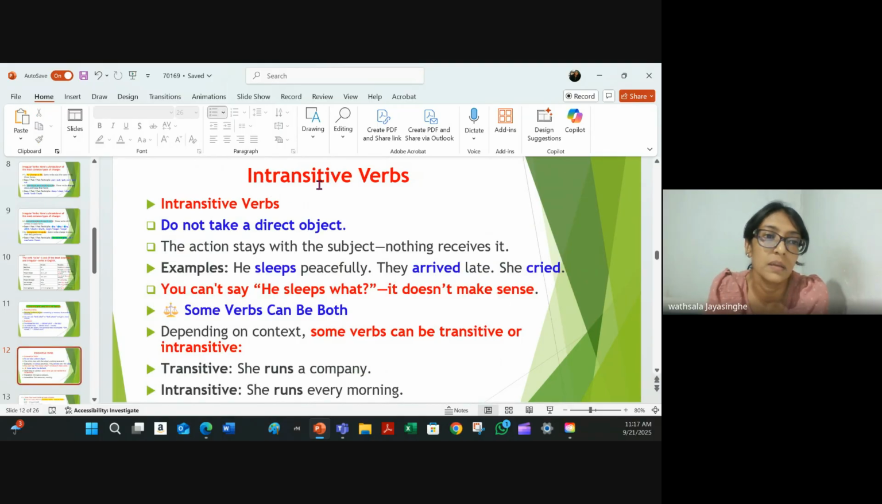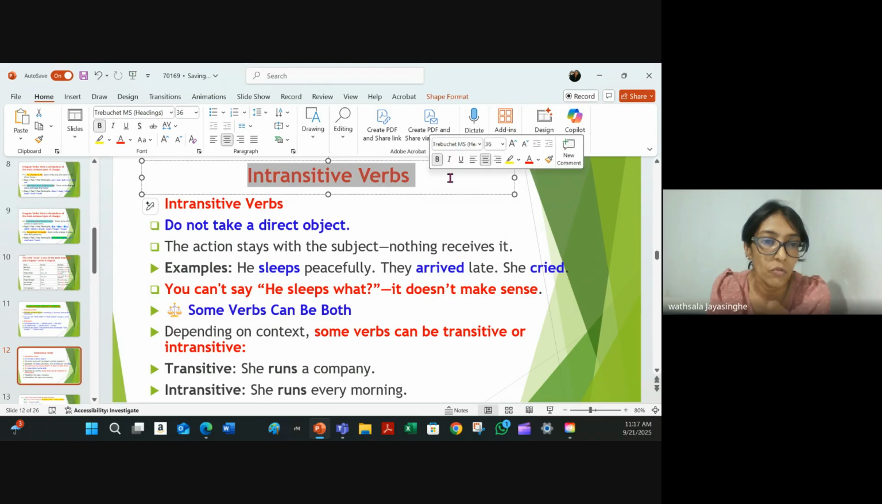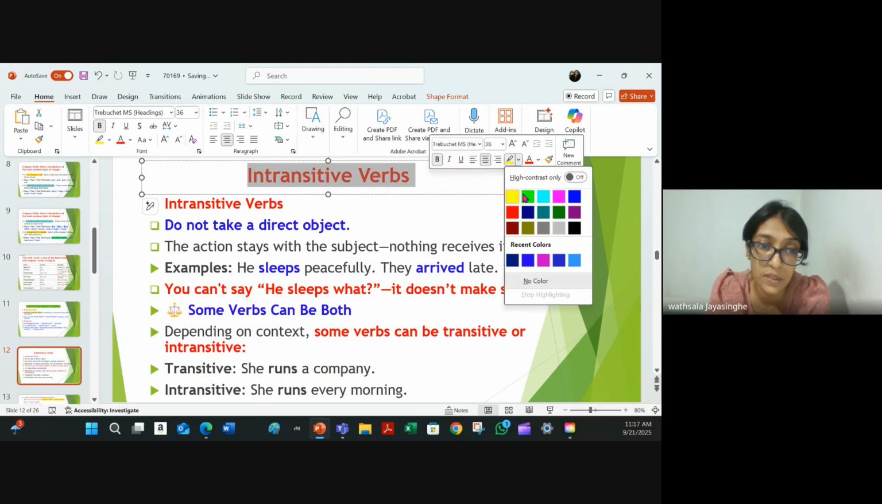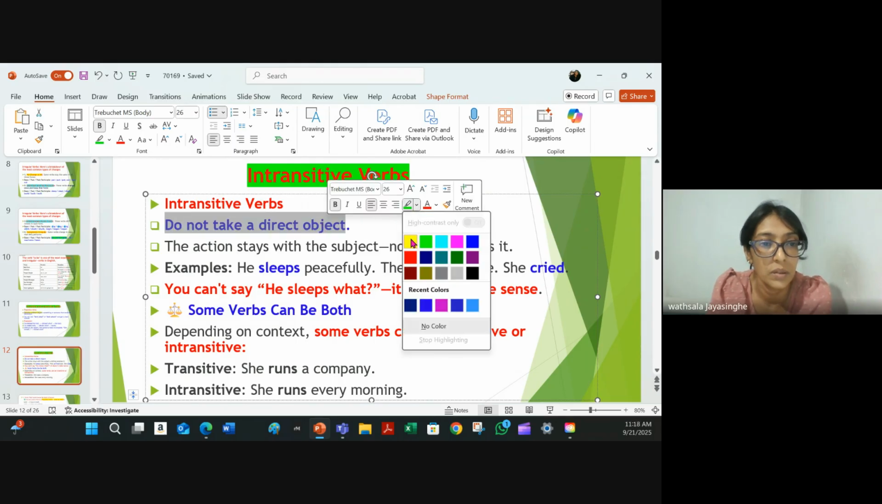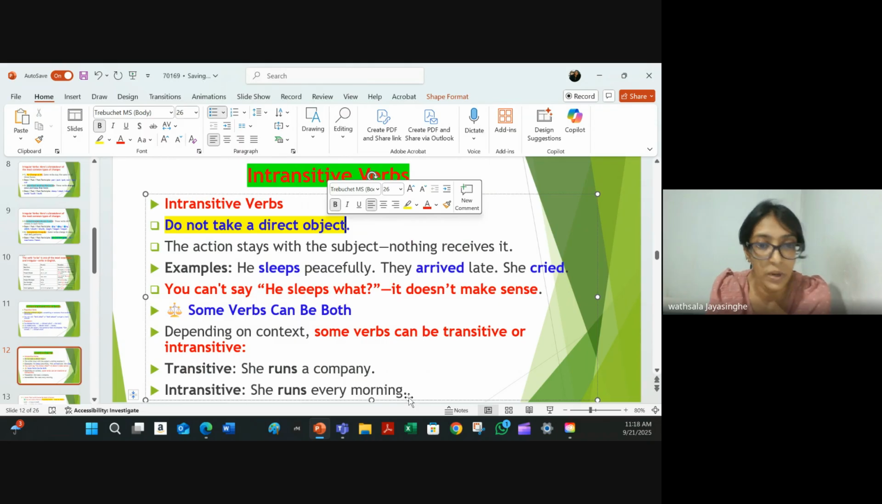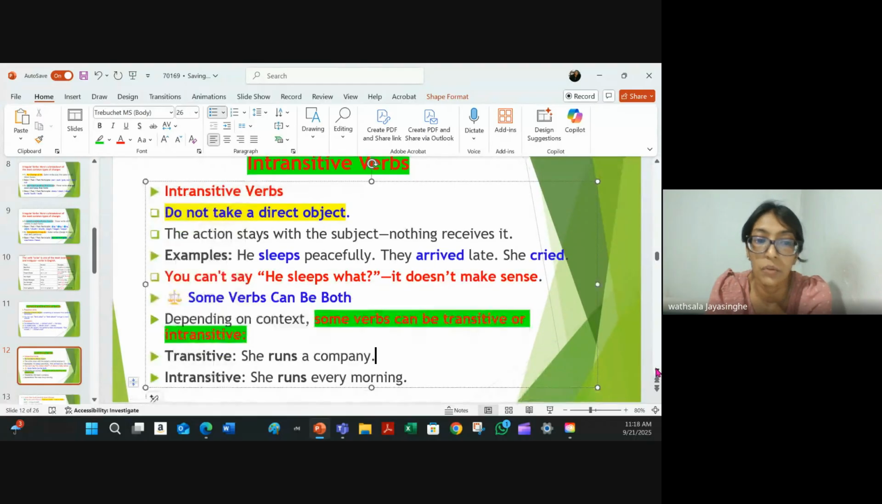Intransitive verbs do not take a direct object. The action stays with the subject, nothing receives it. Example: he sleeps peacefully, they arrived late, she cried. You can't say he sleeps what? It doesn't make sense. Some verbs can be both, depending on context. Transitive: she runs a company. Intransitive: she runs every morning.